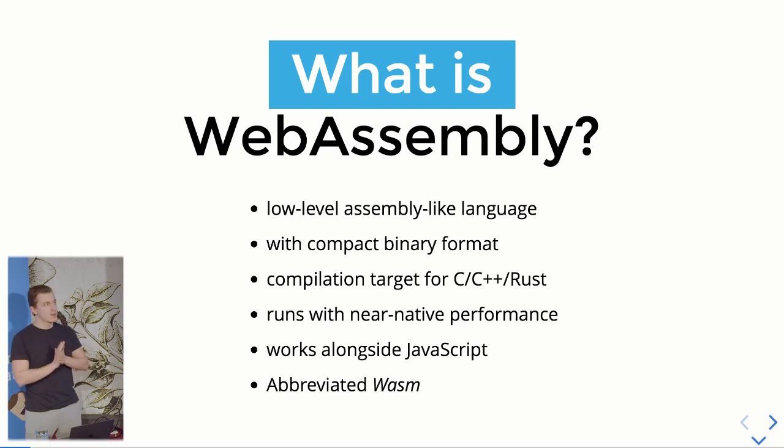WebAssembly is basically another type of code that can be executed by the browsers. Speaking a bit more technically, WebAssembly is a low-level assembly-like language that has a compact binary format that was designed to be a compilation target for different languages, and current support is C, C++, and Rust. It was designed to work at near-native performance, also designed to work alongside JavaScript, and it's abbreviated as WASM.